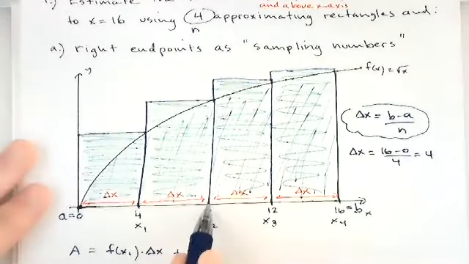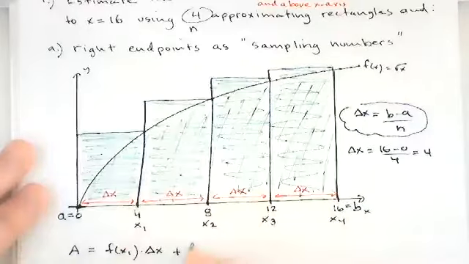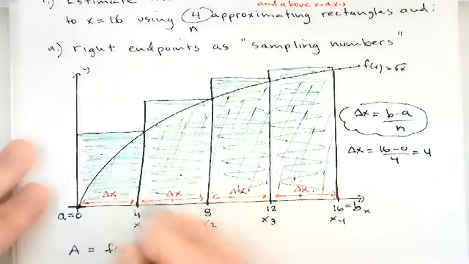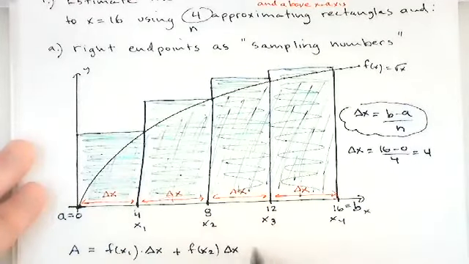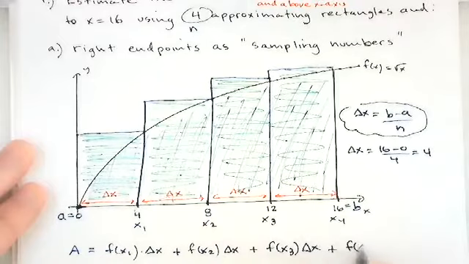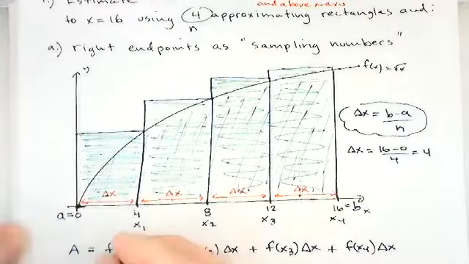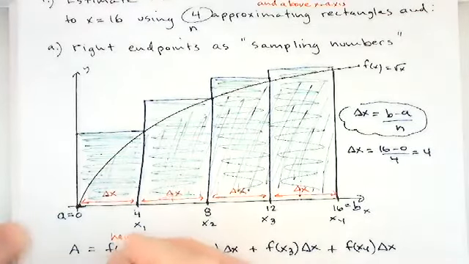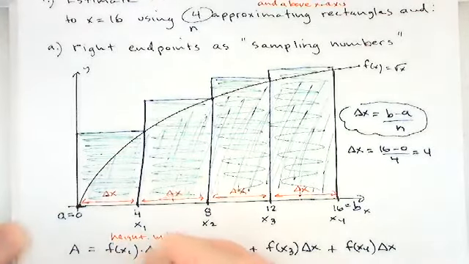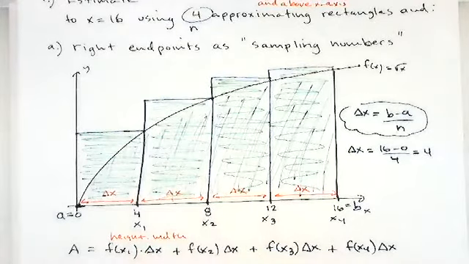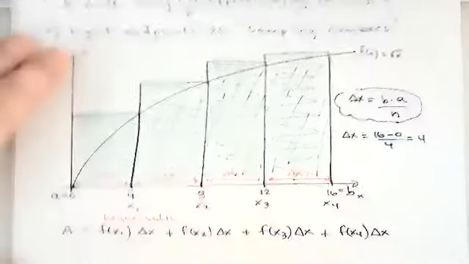For my second rectangle, the height is given by f of x2. The width is given by delta x. And it's going to continue. f of x3 times delta x. And my fourth rectangle is f of x4 times delta x. So we've got height times width. Now we'll put in the numbers here in a second.